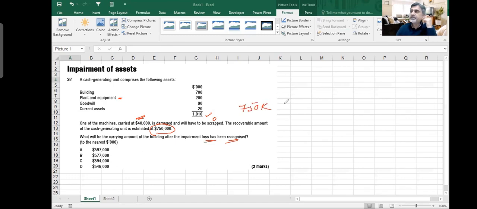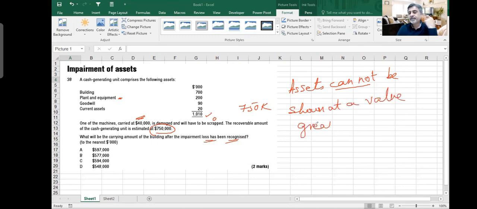Now, you should remember that according to IAS 36 impairment, we say that assets cannot be shown at a value greater than recoverable amount. Recoverable amount, if you have watched the video, you understand, was the higher of value in use and NRV. Recoverable amount is the maximum you can recover from the asset.